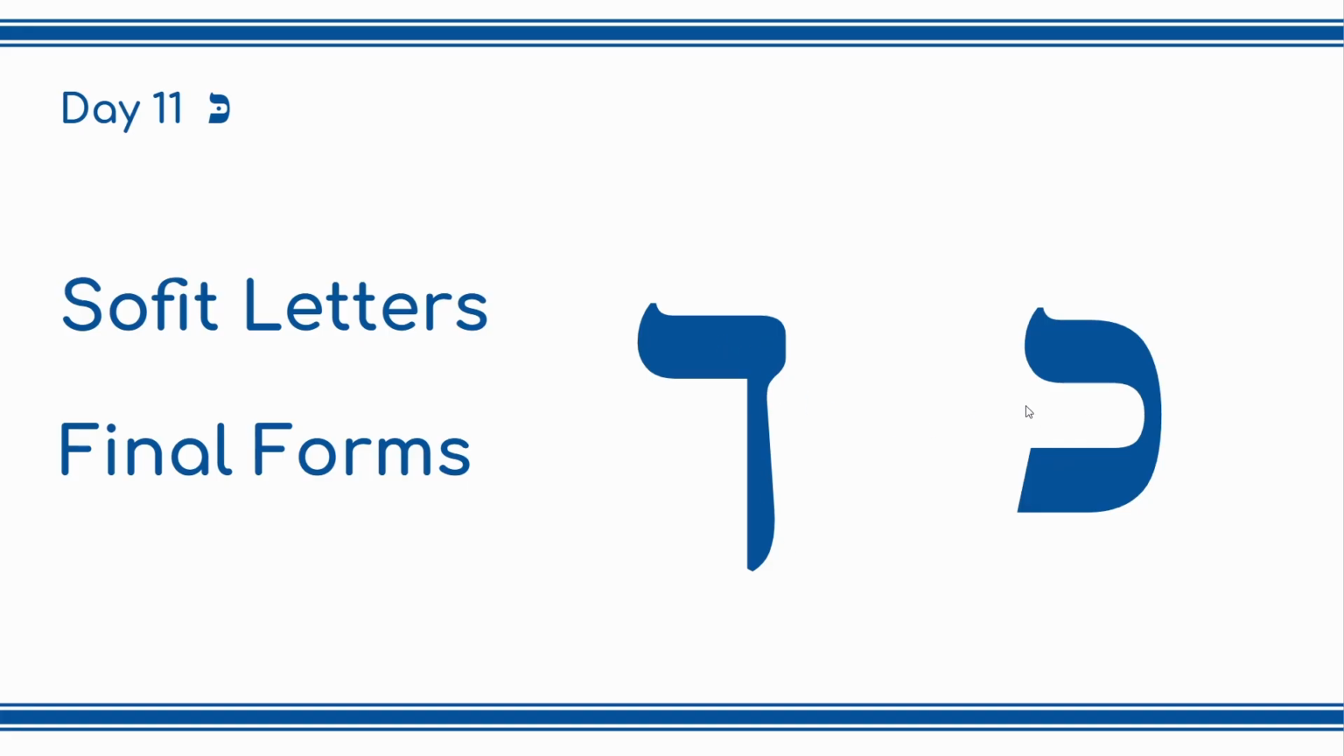So this letter over here can show up in between the words, like in the middle of a word. But this letter will only show up at the end of a word. And that's why it's called final form or Sophite letters, because it's only at the end. Sophite means like end. So it only shows up at the end of a word.